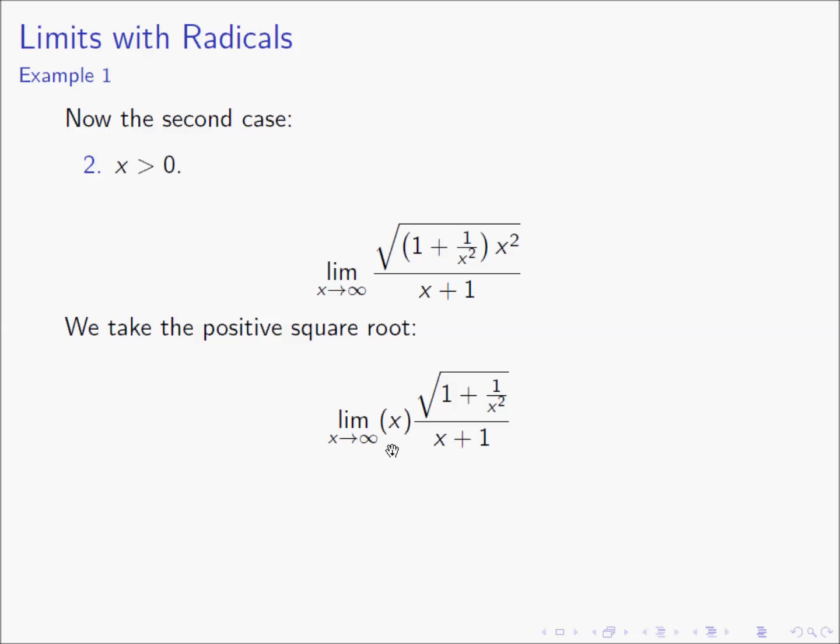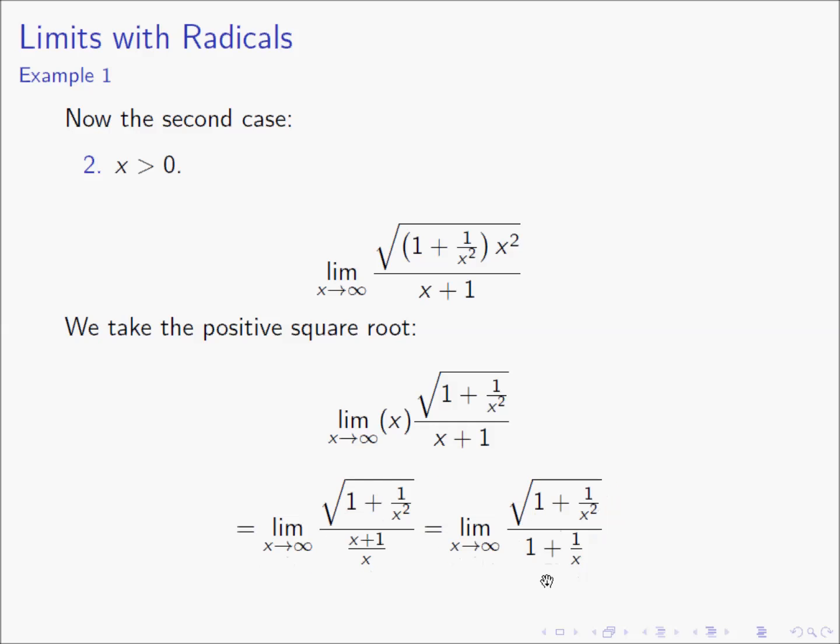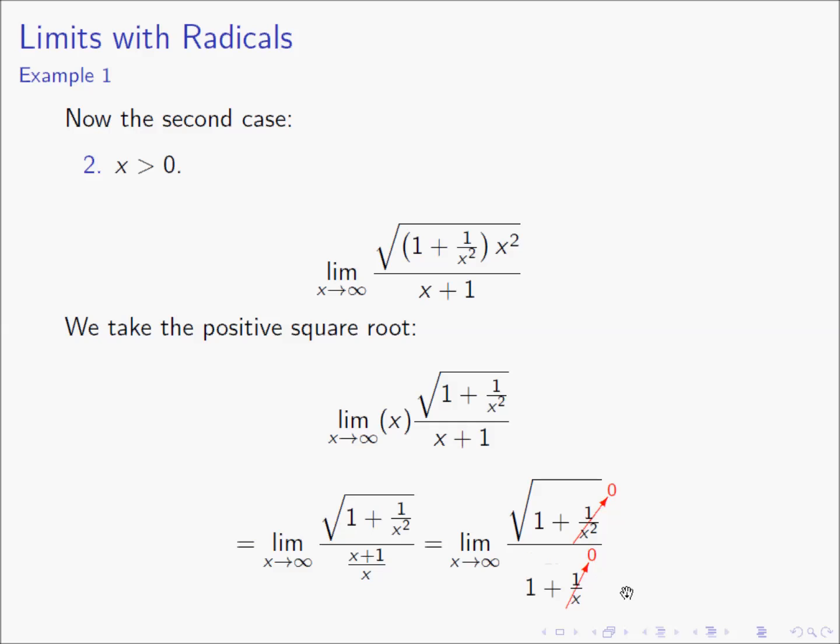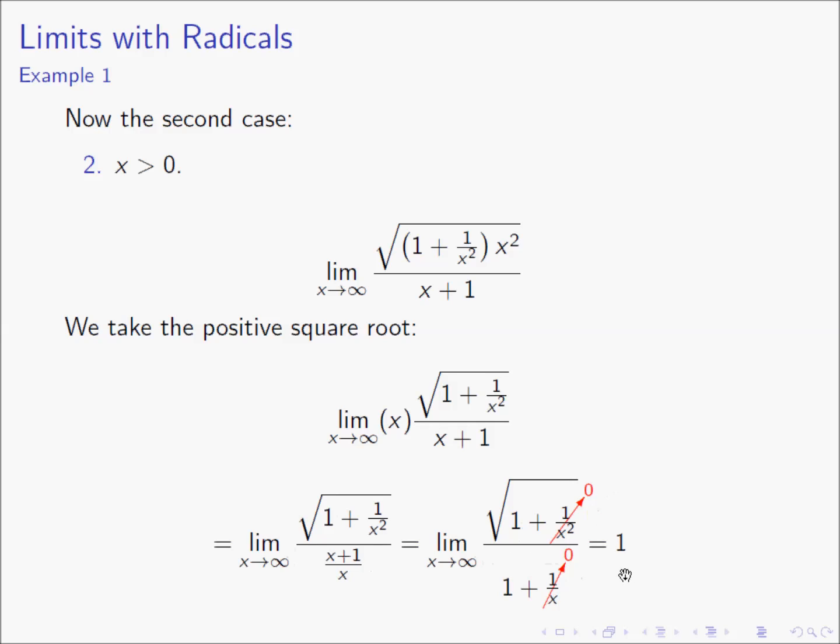Now we're going to consider the second case, that is when x is positive. When x is positive, remember that we had this original expression. And when x is positive, the square root of x squared is x. Now we do the same trick that we did before. We take the x here down below the denominator. We write the denominator like this, and we take the limit. This will approach 0, this will approach 0, and now we get 1 positive.